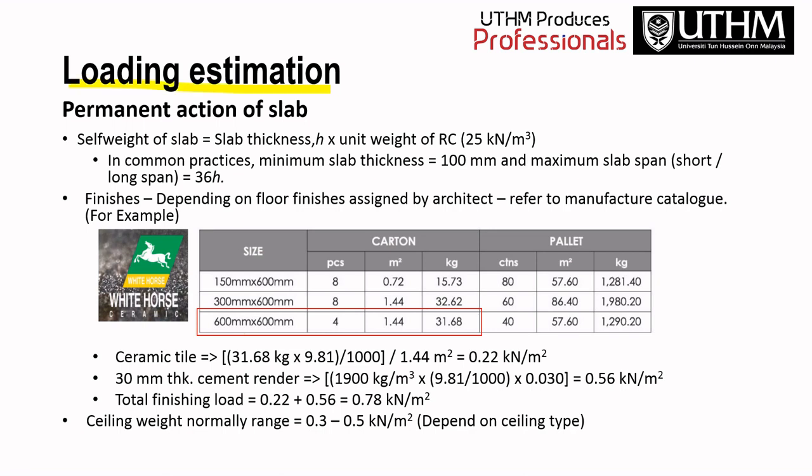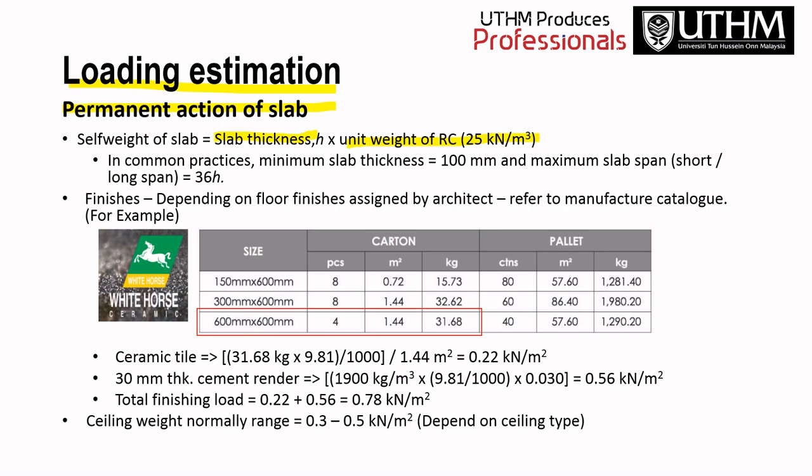For loading estimations, let's look at the permanent actions on slab. We go to the slab first. How are you going to calculate the self weight of the slab? First, it is the slab thickness times the unit weight of RC. RC here means reinforced concrete, with a unit weight of 25 kilonewton per meter cube, which is for concrete grade 25. So you calculate h times the unit weight, and the unit is kilonewton per meter square. In common practice, the minimum slab thickness is 100 millimeter.